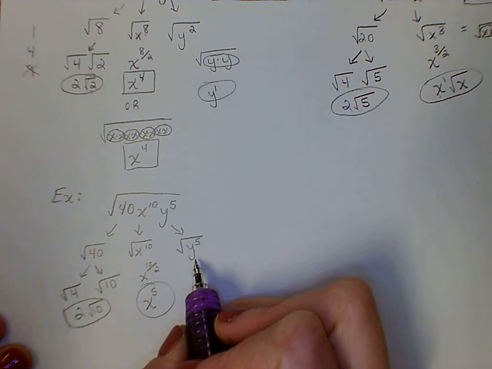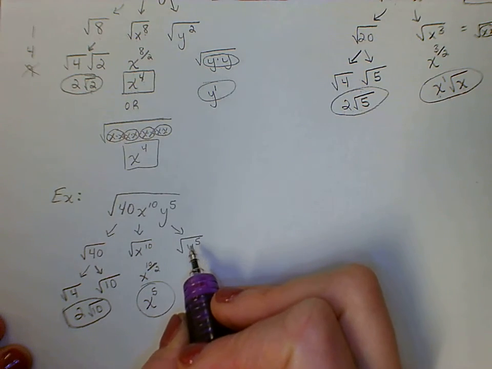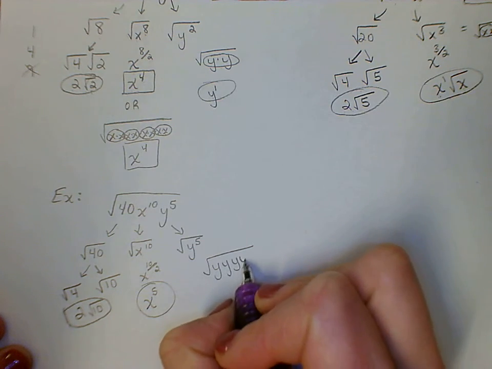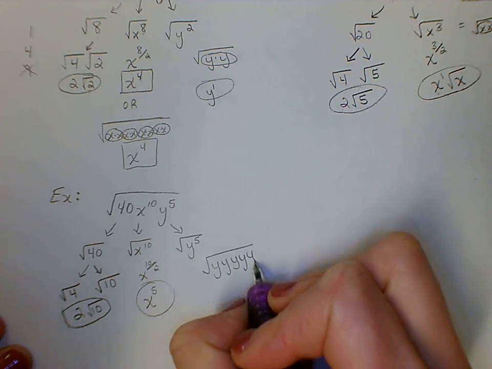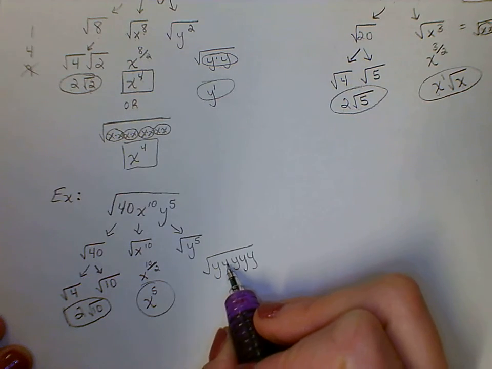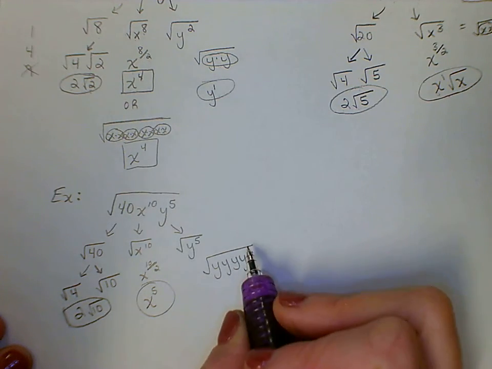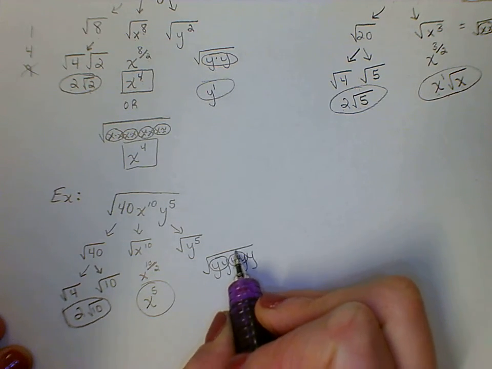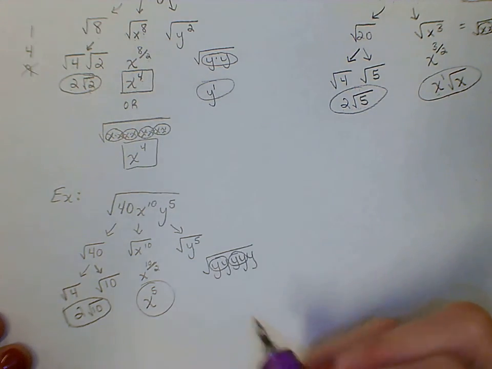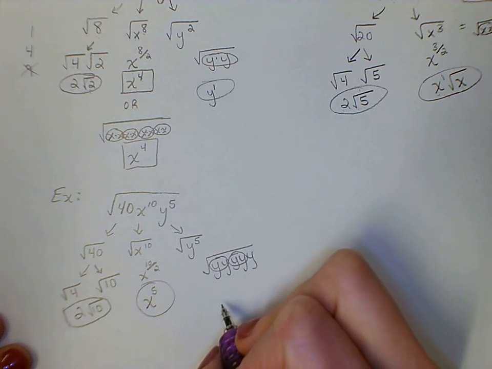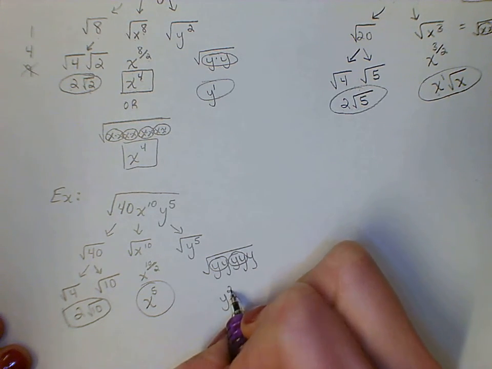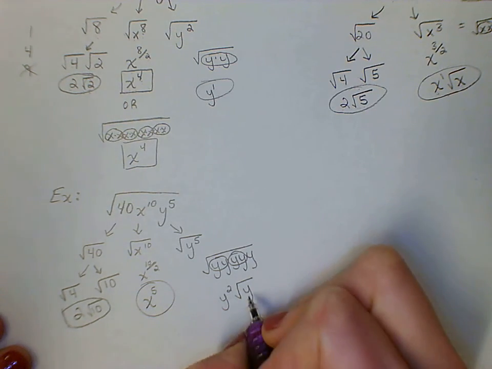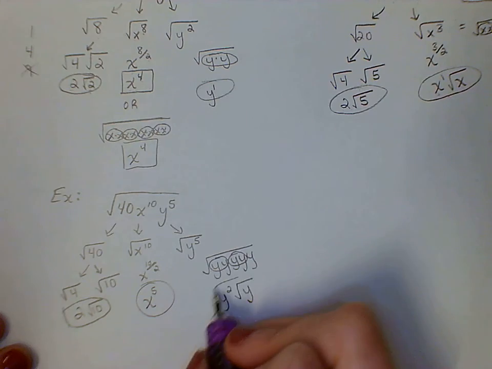And then this one, same story. You could do power over root, or if it helps you better to write it out, we could write it out. You'd end up with 5 y's, because it's y to the 5th, so 1, 2, 3, 4, 5, and then a square root, you're circling groups of 2, so that's a group, and then you have 1 left over. So you're going to have 2 groups, so it'd be y to the 2nd, because you had 2 groups, and then you have 1 that you couldn't make a group with, so it just stays underneath. And so there's that one.